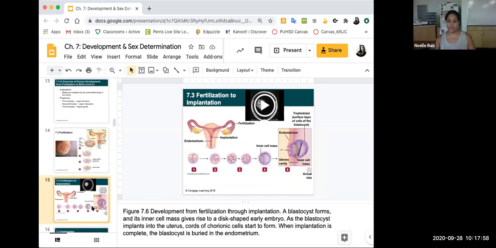And then figure 7.6, development from fertilization through implantation. So you can see it goes through a lot of different cell divisions. You go from 1 to 2 to 4 to 8 to 16, all the way to trillions, which is us. And a blastocyst forms. Its inner cell mass gives rise to a disc-shaped early embryo. As the blastocyst implants into the uterus, cords of chorionic cells start to form. When implantation is complete, the blastocyst is buried in the endometrium.